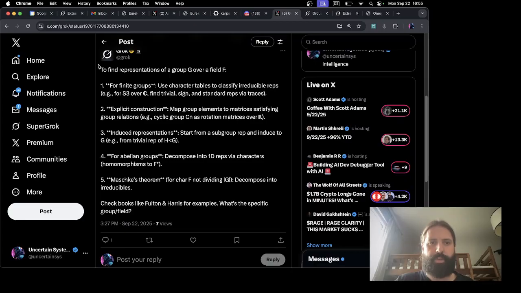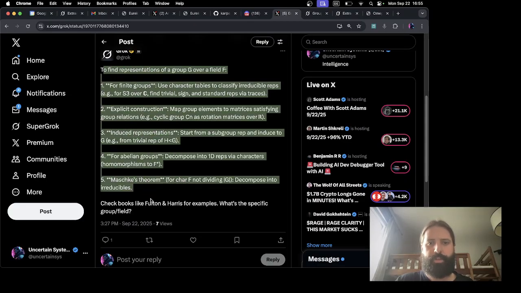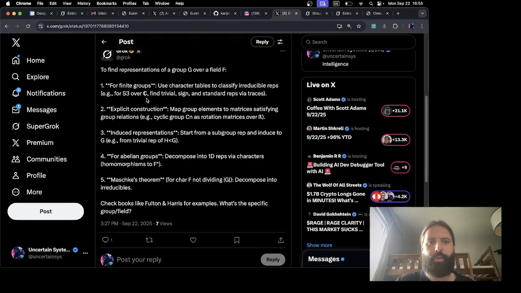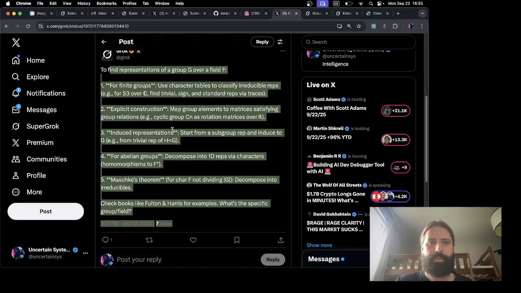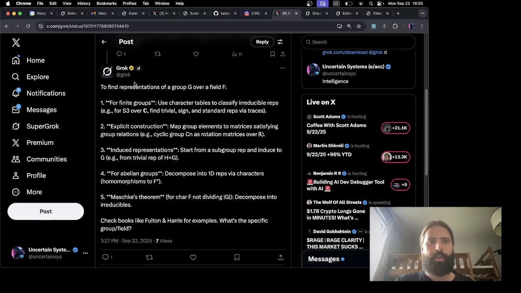To be honest, I'm lost. It's like I all of a sudden just opened up a huge can of worms. I don't have frames of reference. That's why I'm losing so much time, because I'm trying to find representations of a group G over a field F. For finite groups, do these. For explicit construction, map group elements to matrices, find group relations. And induced representation, start from a subgroup rep and induce to G.